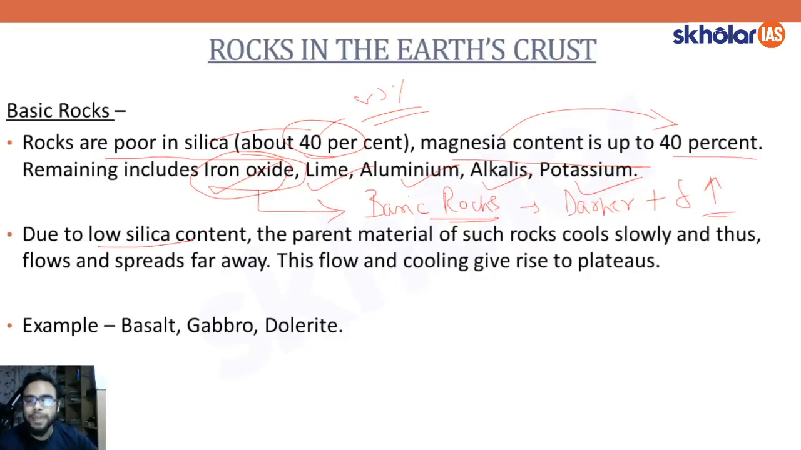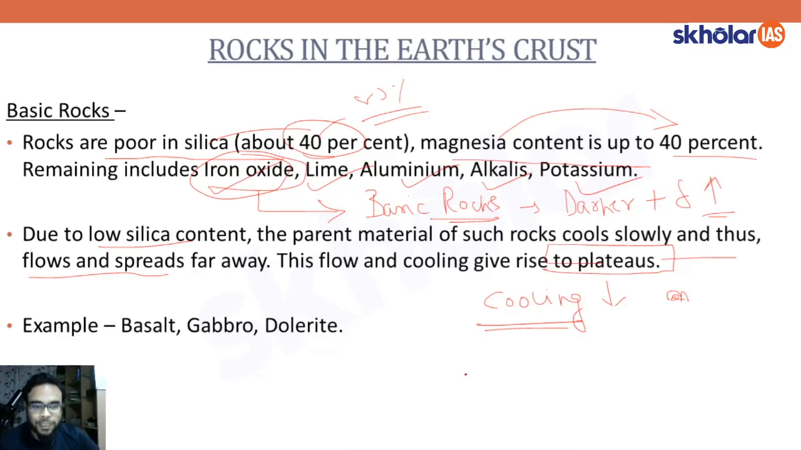Now due to low silica content, what will happen to its cooling rate? In this case your cooling rate will be very less. As a result of this, what will happen? If its cooling rate is very less, what will happen? It will flow and spread far away. So this flow and cooling gives rise to plateaus.